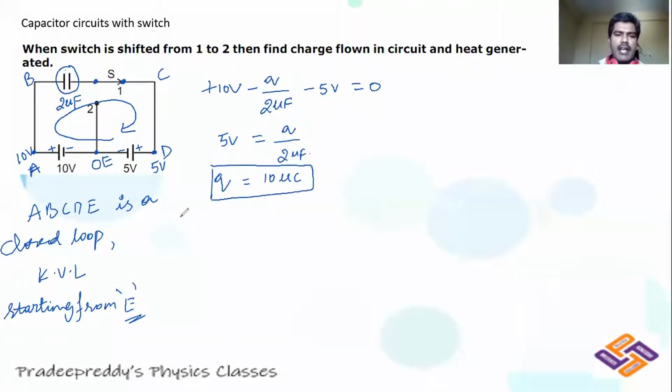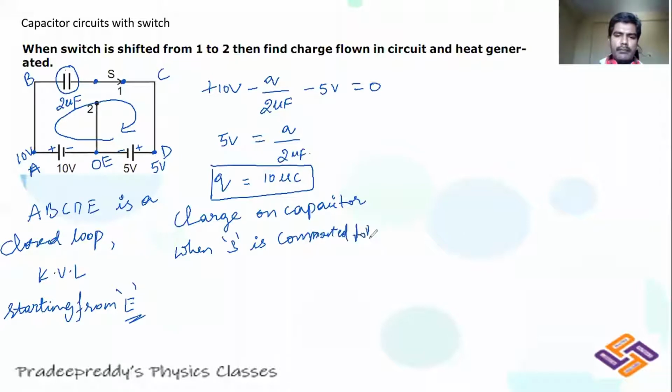This is the charge on the capacitor when S is connected to 1. So when the switch is connected to point 1, you have the charge on the capacitor as 10 microcoulomb, the initial charge on the capacitor. So I will mention it as Qi is equal to 10 microcoulomb.